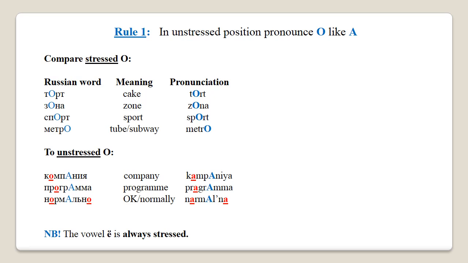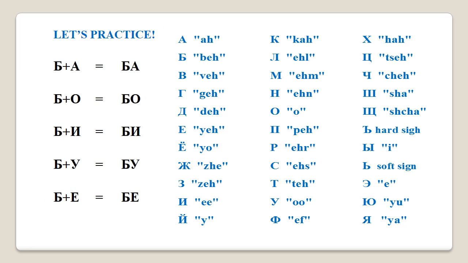Another important thing to remember is that the vowel ё is always stressed. Now let's practice. We will see here how by putting individual letters together, we can start making up syllables and later on words in Russian. I will repeat each syllable twice, and I would really encourage you to repeat after me.